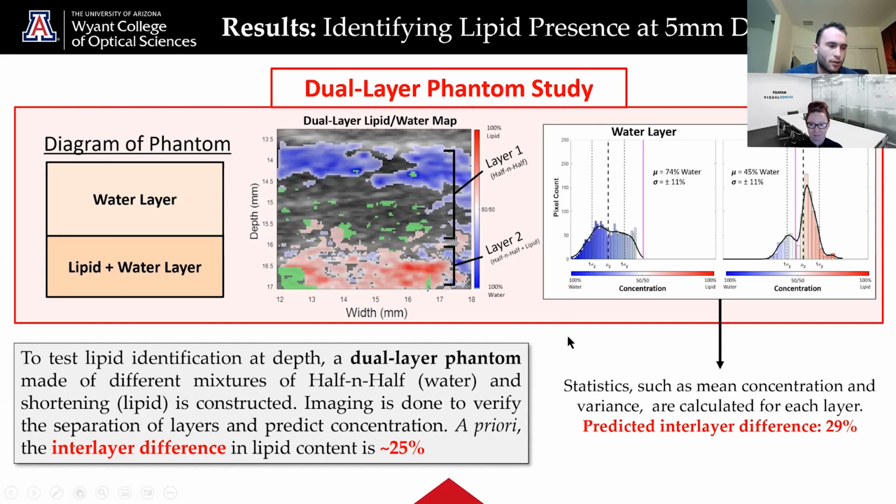But half and half, to answer the question, was used as an emulsifier to help bind the lipid and water together to make a consistent sample.